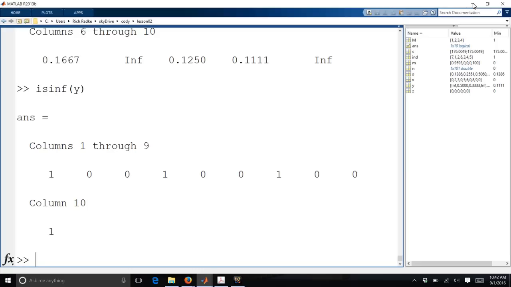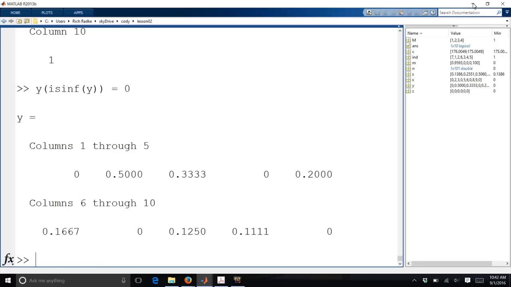And if I wanted to say, okay, well now take those places where I messed up and just set them equal to 0 again, right? I can say that. All right, so it's just kind of like little bits and pieces of MATLAB stuff. And there are similar things. There's isnan, isreal, things like that.